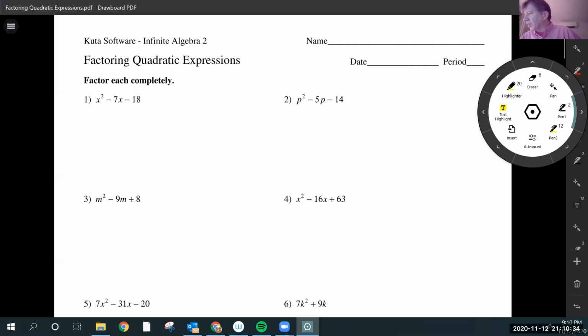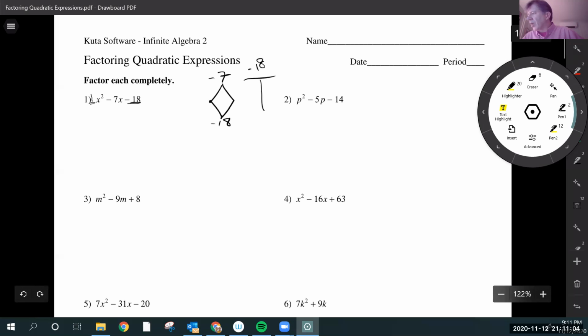So the diamond says when I'm going to factor, I create a diamond, and at the top of the diamond, I put the middle term, -7. Don't forget to include the sign. And then I put the product of the coefficient, and if nothing's there, it's assumed to be a 1, of the lead term against the constant. So this would be a +1 times a -18. So now I'm looking for factors of -18, which when multiplied add up to -7.